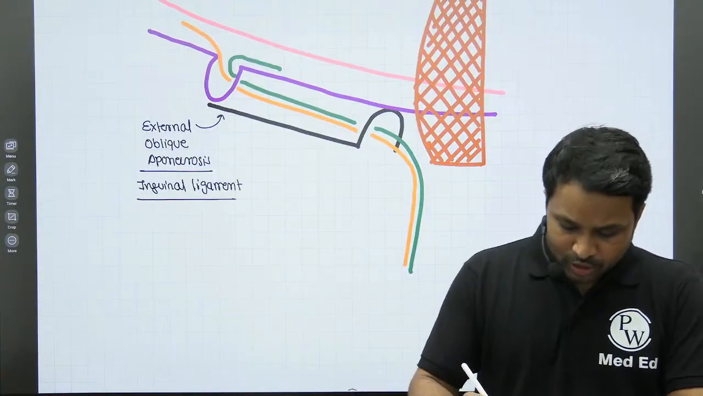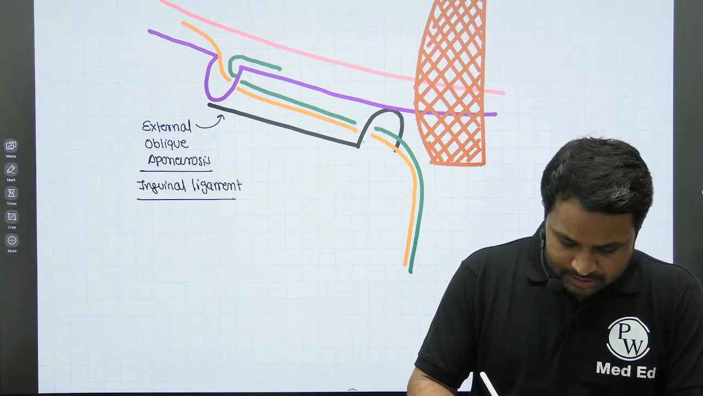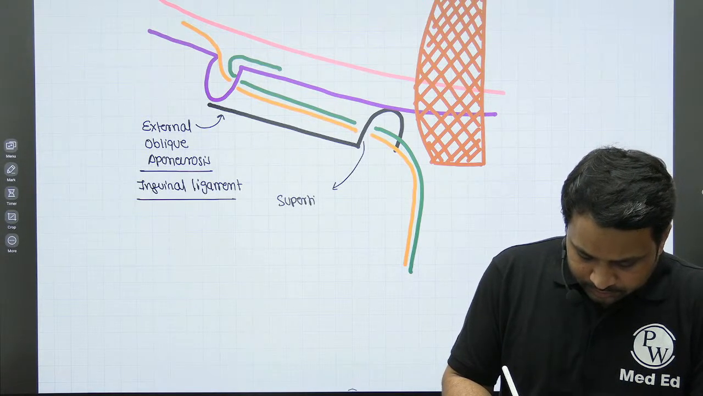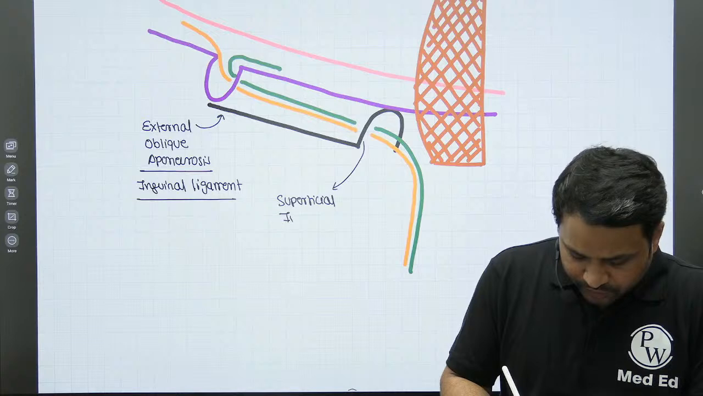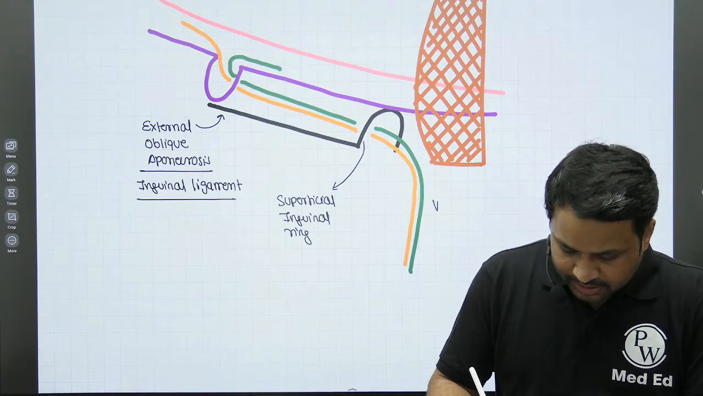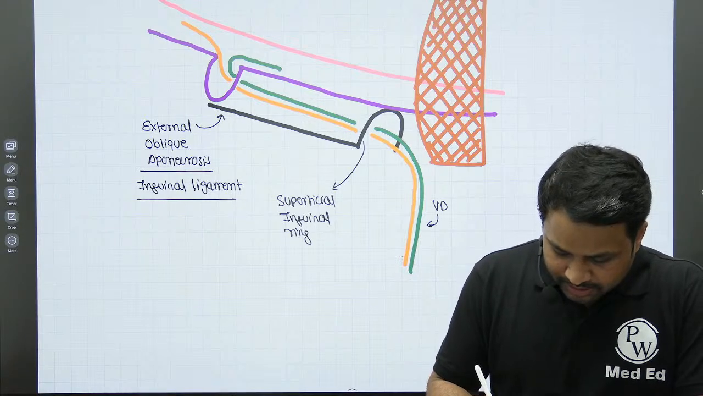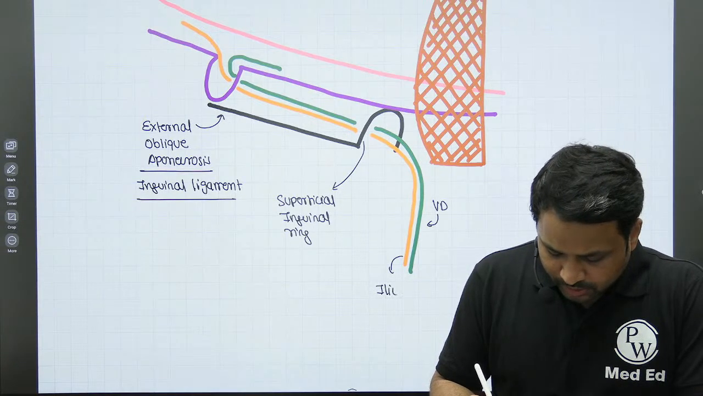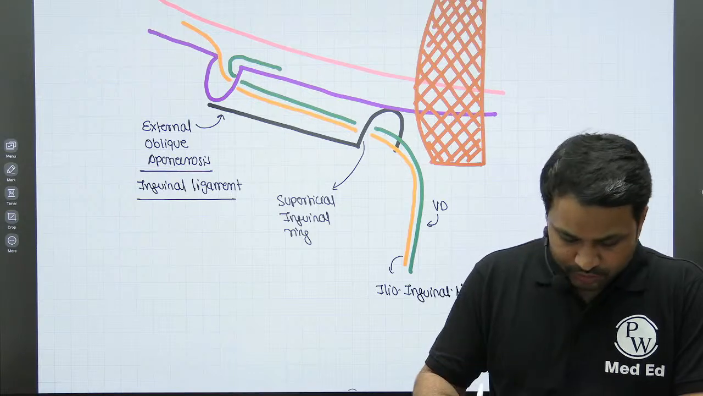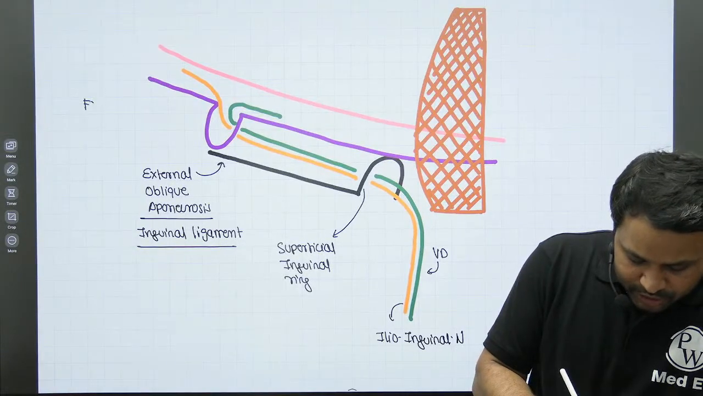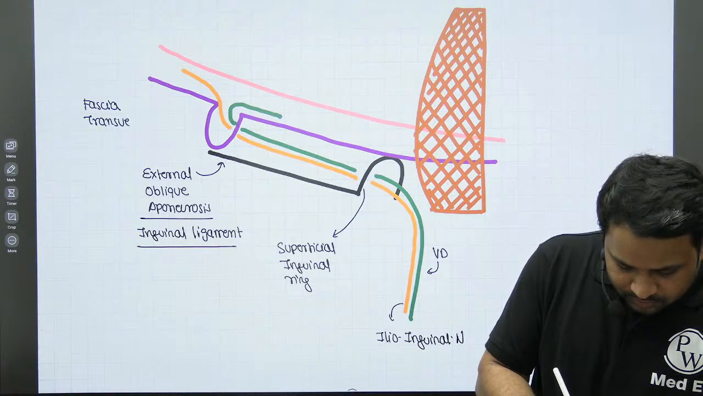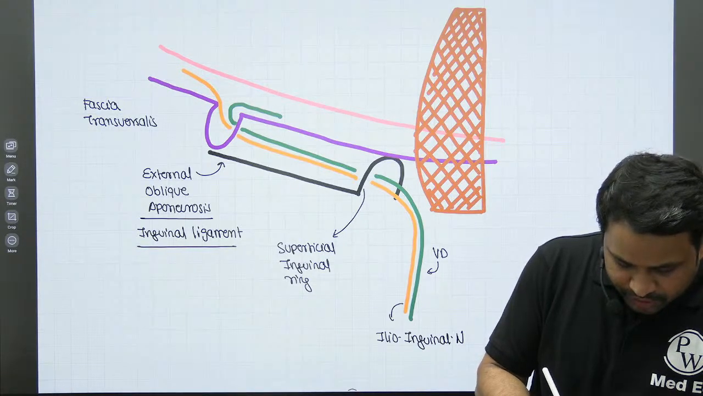ठीक है? ये जो आपको hole नजर आ रहा है, this is your superficial inguinal ring. ठीक है? This is your vas deferens. This happens to be the ilioinguinal nerve. ठीक है? पीछे वाला आपका fascia transversalis है. This is your fascia transversalis.